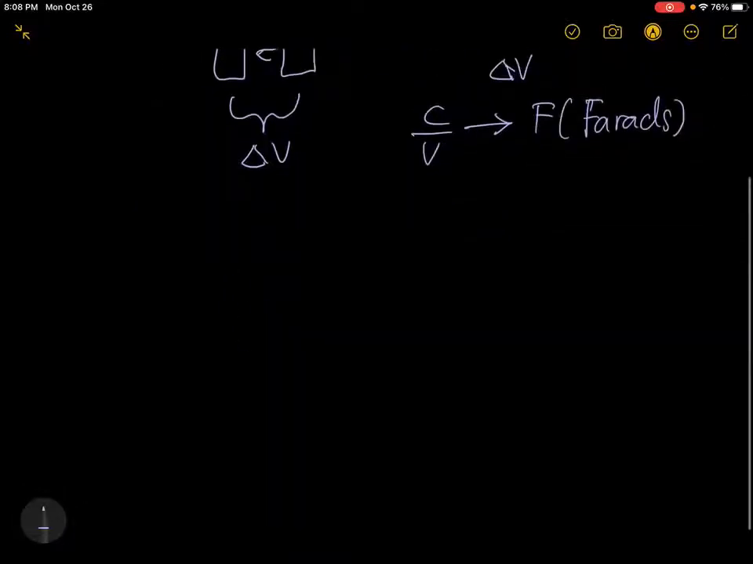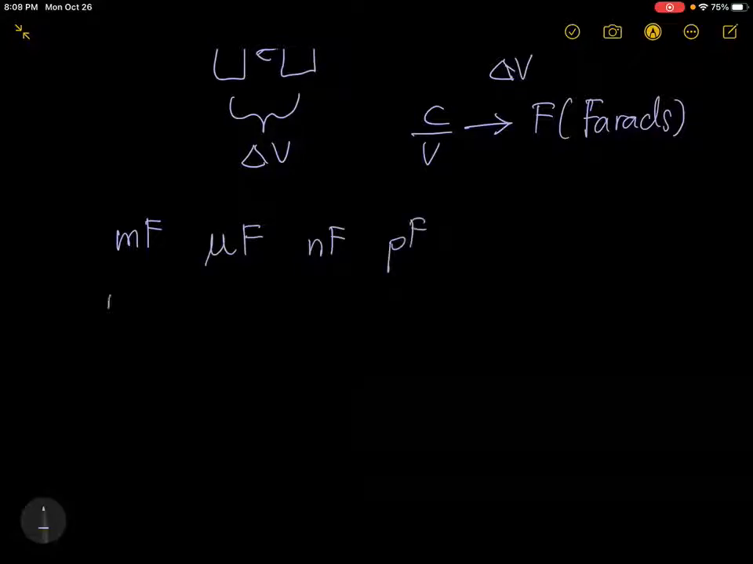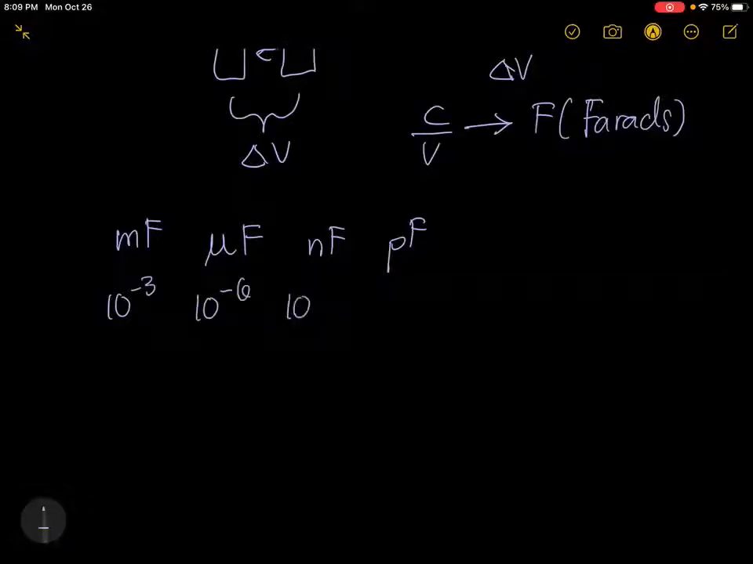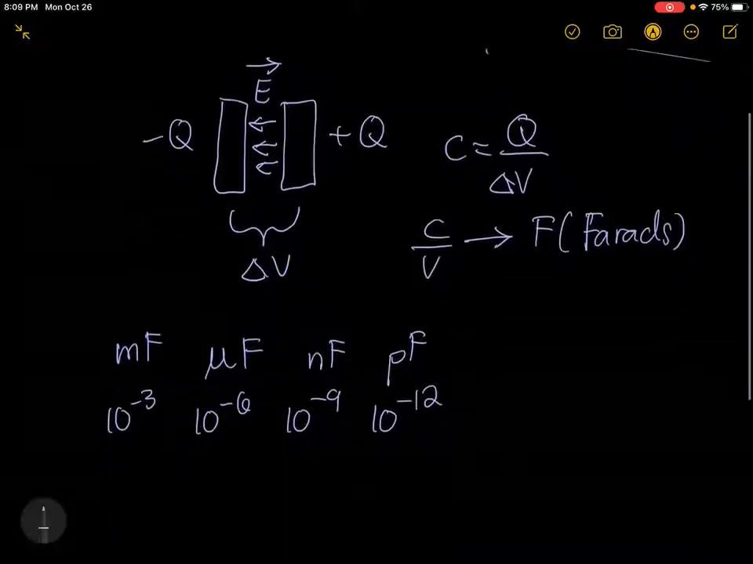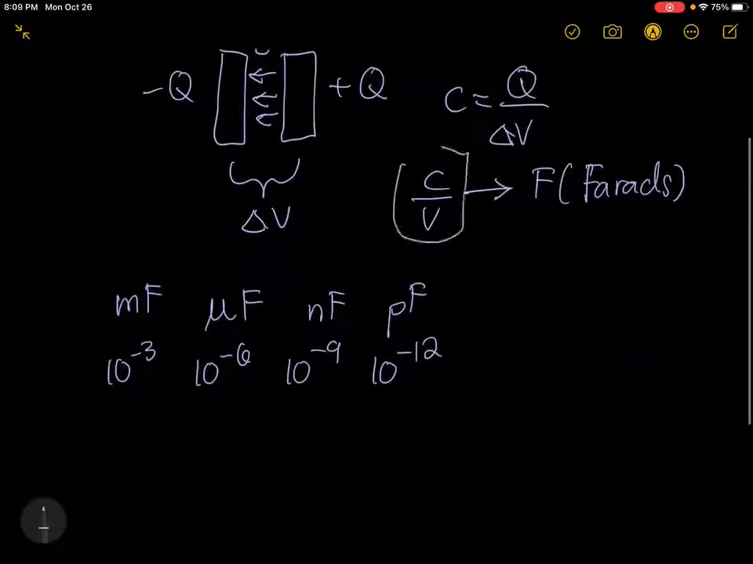And a farad is considered to be realistically a very, very high capacitance. You're actually a lot more likely to see millifarads, microfarads, nanofarads, and even picofarads, which are a thousandth of a farad, a millionth of a farad, a billionth of a farad, and even a trillionth of a farad, respectively. So farads are the units for capacitance, and they're equivalent to coulombs per volt.